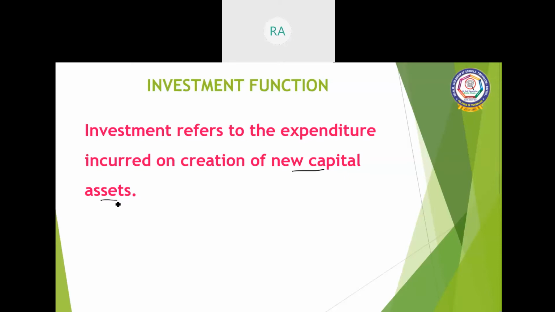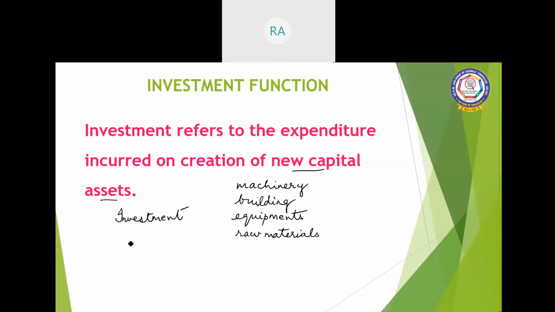This includes the expenditure incurred on assets like machinery, building, equipments, purchase of raw materials, etc. This investment can be classified into two: induced investment and autonomous investment.